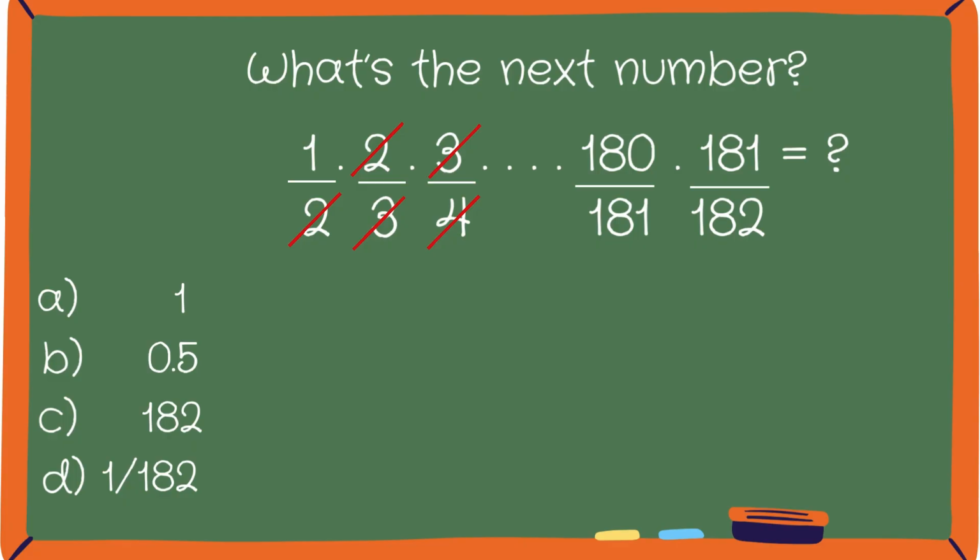Do you see? Very good. This 180 would simplify with the 180 of the previous fraction. That 181 on the bottom would simplify with the 181 on top. So what is left in the numerator? In the numerator, only the number 1 is left, and in the denominator 182, which is exactly the answer to our exercise. Answer letter D.